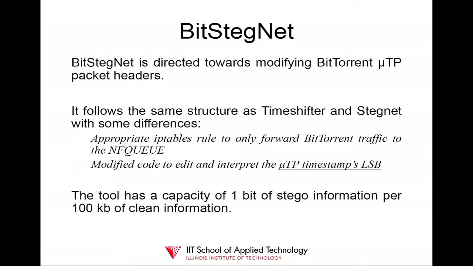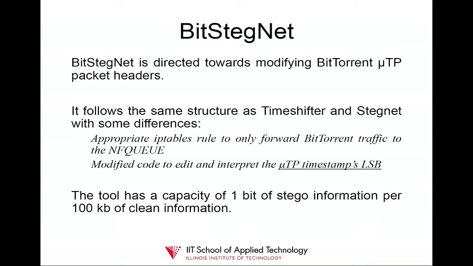So BitStegNet. BitStegNet is our tool that we developed to modify BitTorrent MicroTP packet headers. It follows the same structure as Timeshifter and Stegnet that we saw earlier, that diagram with the queues. The packet is generated, instead of in a ping command, in a BitTorrent client. It goes to the queue. That BitStegNet takes that packet from that queue. It modifies the timestamp, the MicroTP timestamp, I'll show you later how, and it releases it to the network.